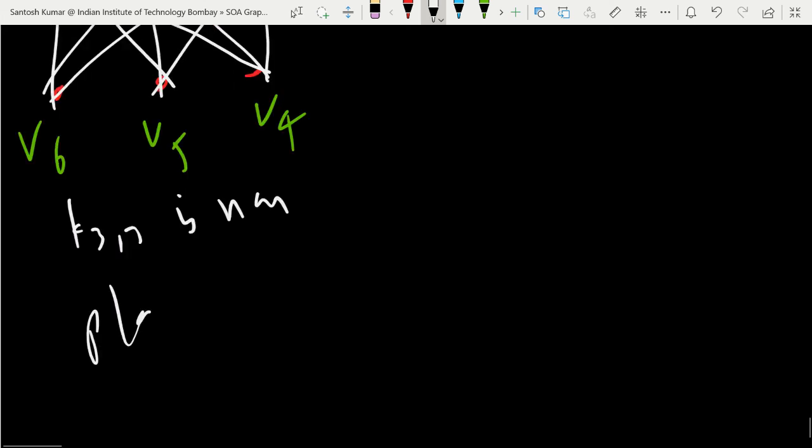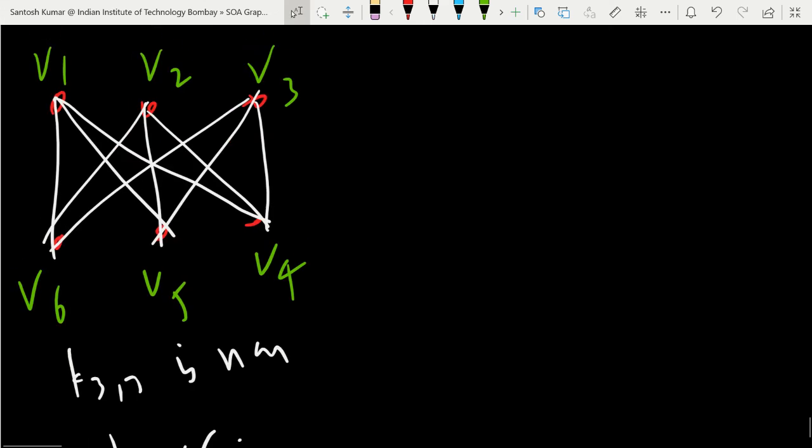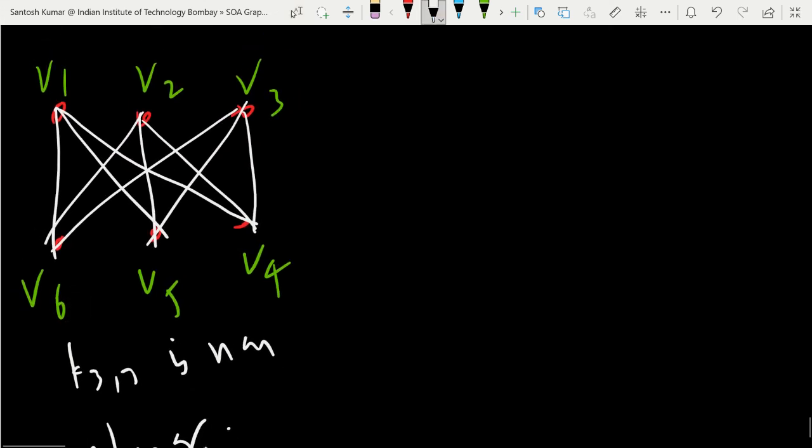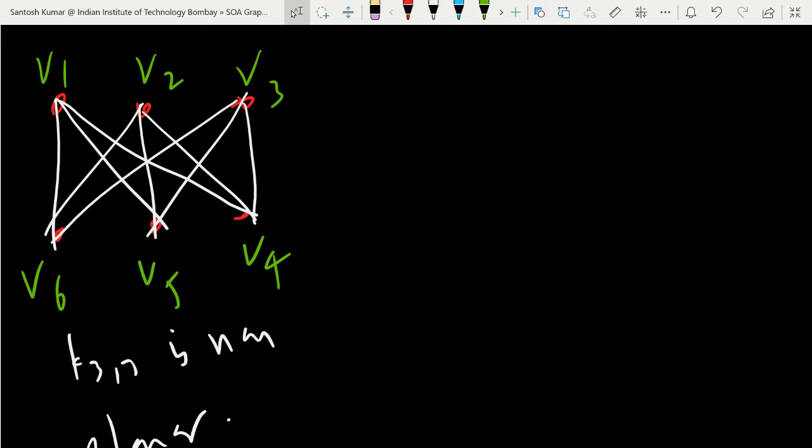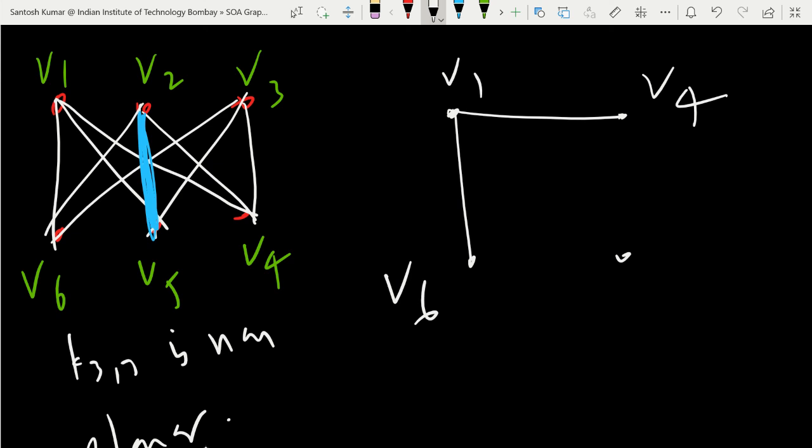In the question, they said to remove one edge and prove that the remaining part of the graph is planar, meaning no edge crossing. So tell me, which edge do you want to remove now? V2, V5. Okay, so let's remove this edge. Now you see the remaining vertices are V1, V3, V4, V6. V1 has an edge with V6 and V1 has an edge with V4, so I will take V4 here and V6 here.